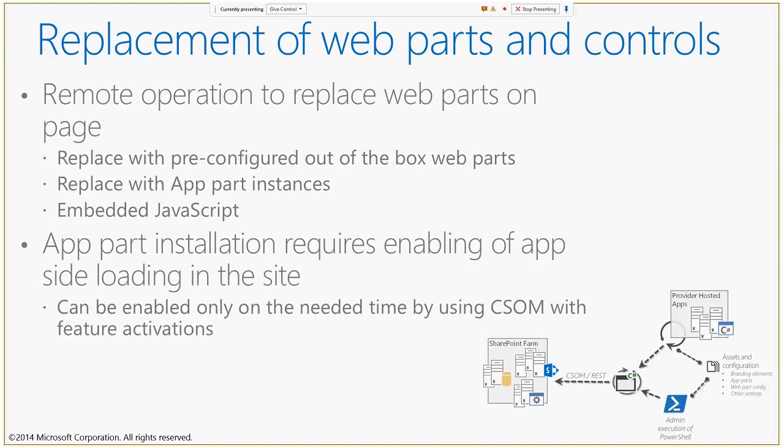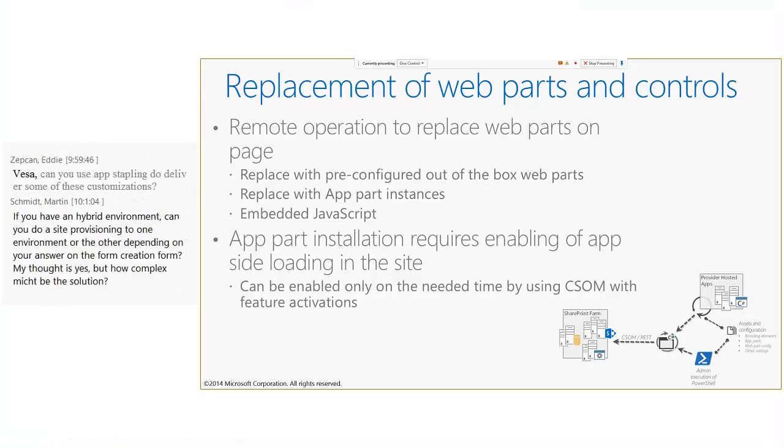The app part installation requires enabling of app side loading in the site. So if you use that term and you go to the MSDN blogs or do a search in Bing or Google or Yahoo or whatever, app side loading, you will actually see a blog post explaining how to enable a feature which will give you the opportunity to install apps on the site, and then you're able to deactivate the feature, because we don't actually recommend that to be running all the time. And I'm really sorry about going slightly wide on the timing, but let's move on to the following slide.